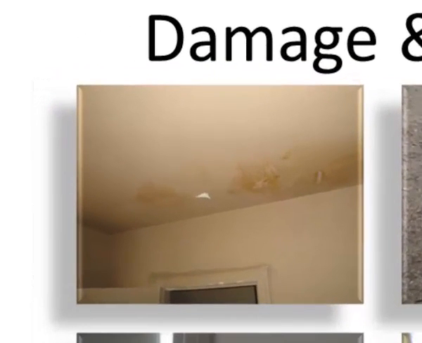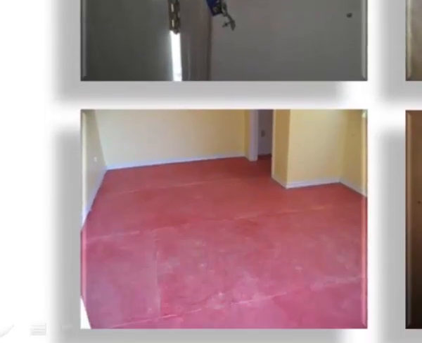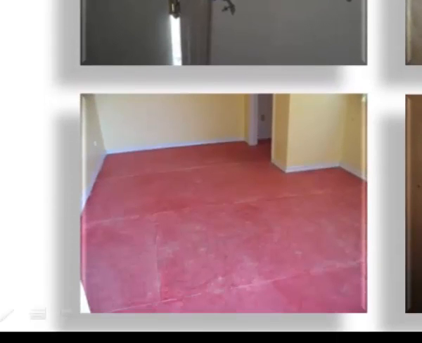Top left, you'll see some water stains. Below that is an electrical receptacle hanging out of the wall and some exposed wires. Below that is some missing flooring, and somebody has prettied up that nice subfloor there for us.